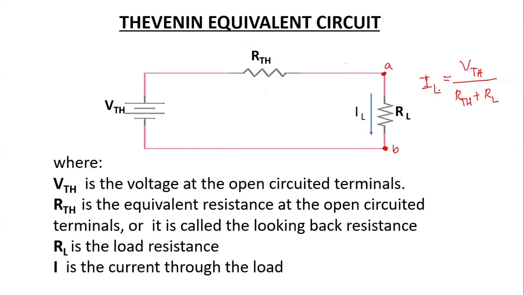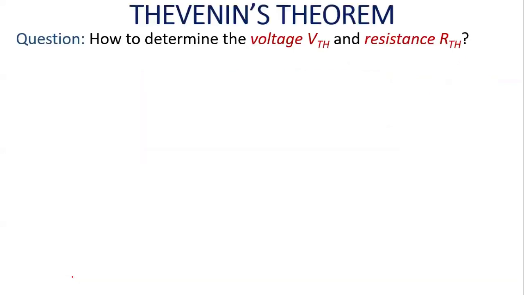So let's define: VTH is the voltage at the open circuited terminals, and RTH is the equivalent resistance at the open circuited terminals. Sometimes we call it the looking back resistance. RL is the load resistance, and IL is the current through the load. So the main concern here is how to determine the voltage VTH and the resistance RTH. So let's have the following tips.